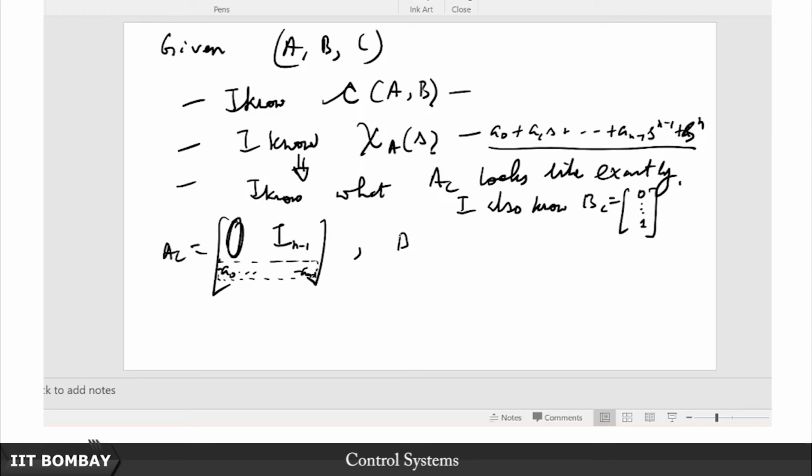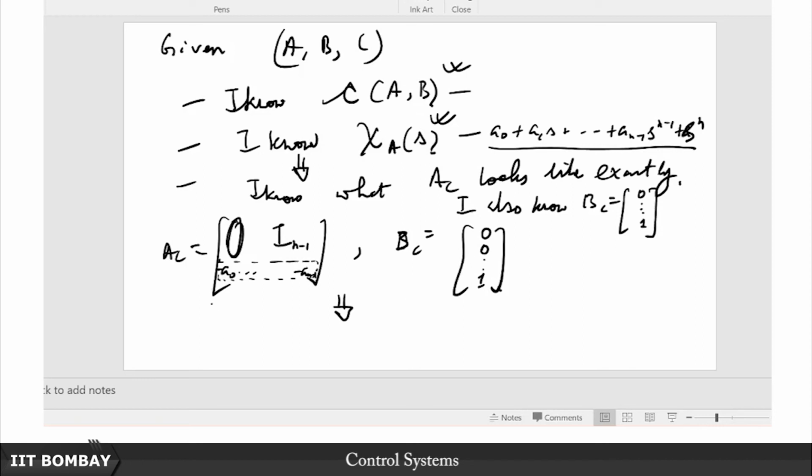So I know BC, so BC is going to look like this: 0 0 0 0 1. Therefore, based on this information, remember the first two I knew independently: given any realization I can evaluate the controllability matrix and find out if it is fully controllable. If it is fully controllable I proceed to the next step. If it is not fully controllable then I cannot do much about it with this method, okay. So for the time being we are assuming that it is fully controllable.